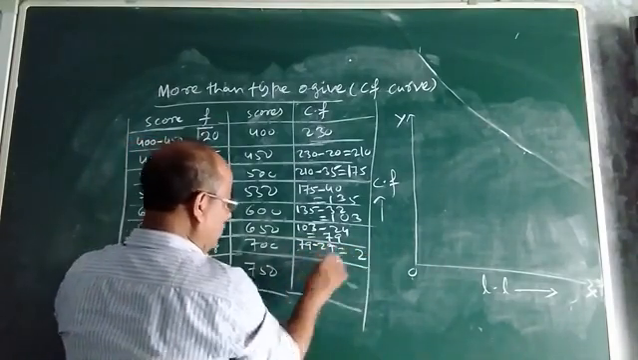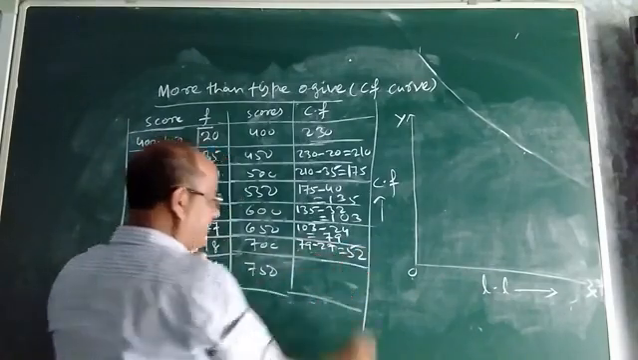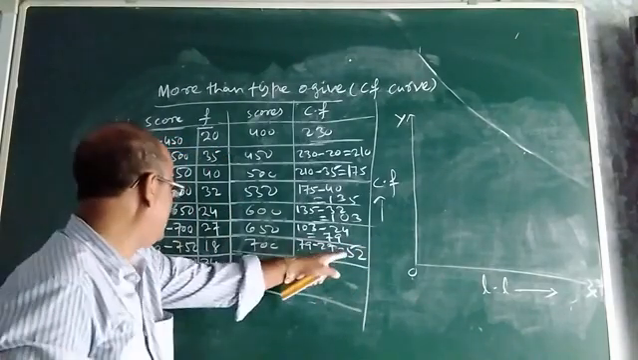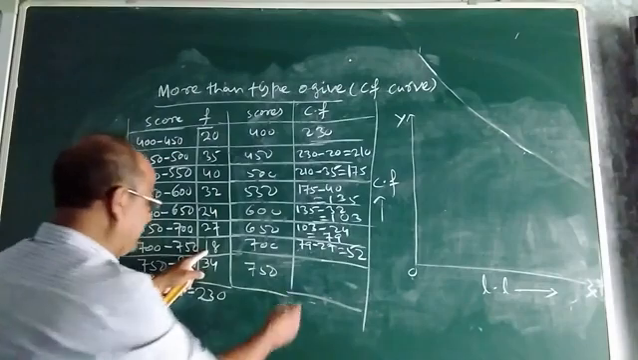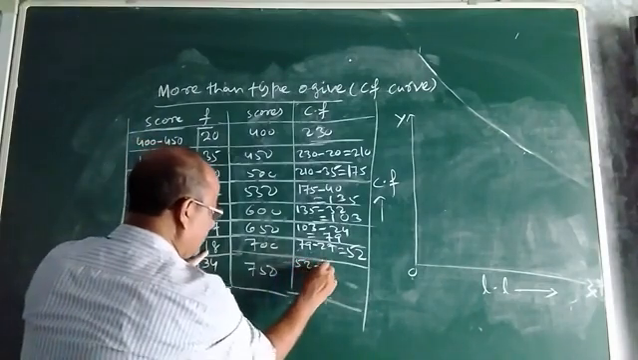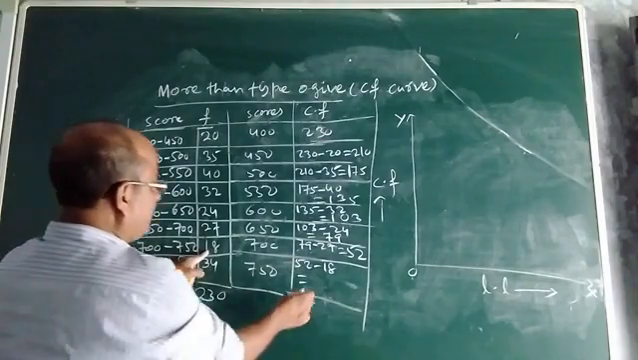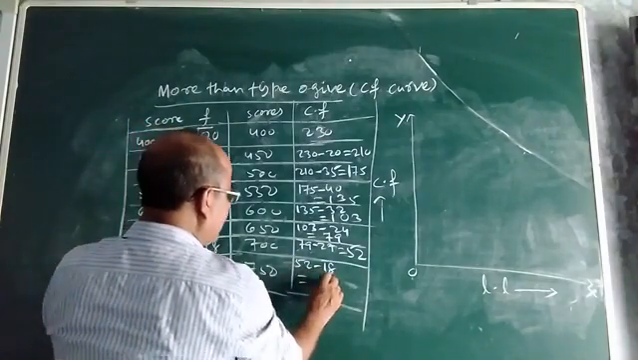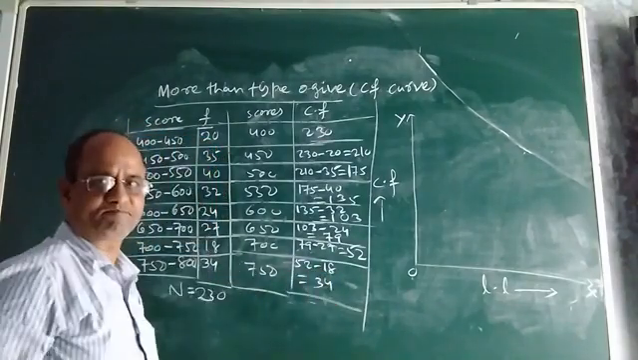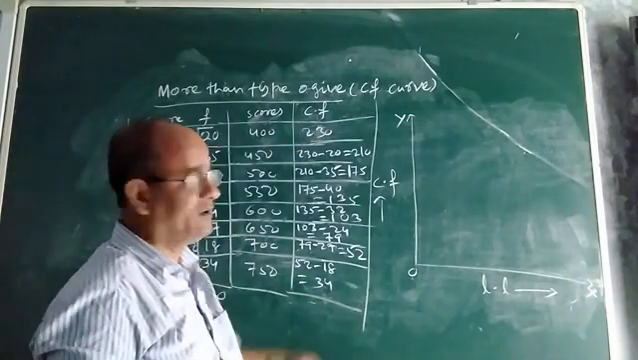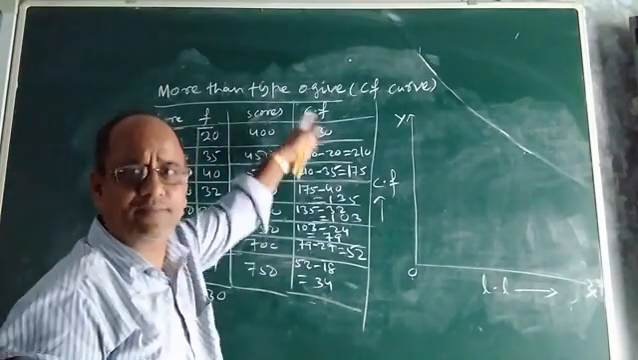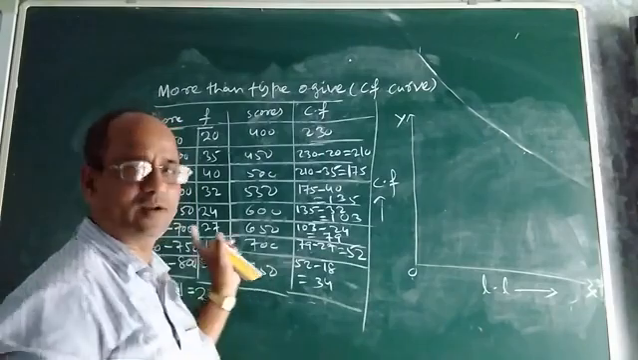9 minus 7 is 2, 7 minus 2 is 5, so 52. And 52 minus 18. It will be equal to how much? 12 minus 8 is 4, so 34. Now see, children, we got all the cumulative frequencies of all the lower limits.